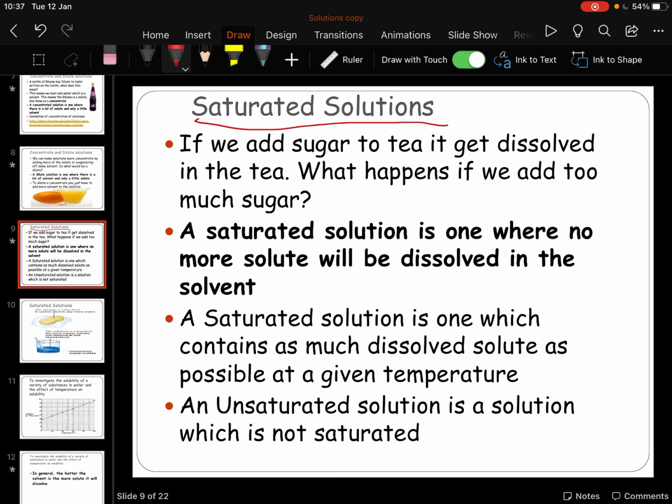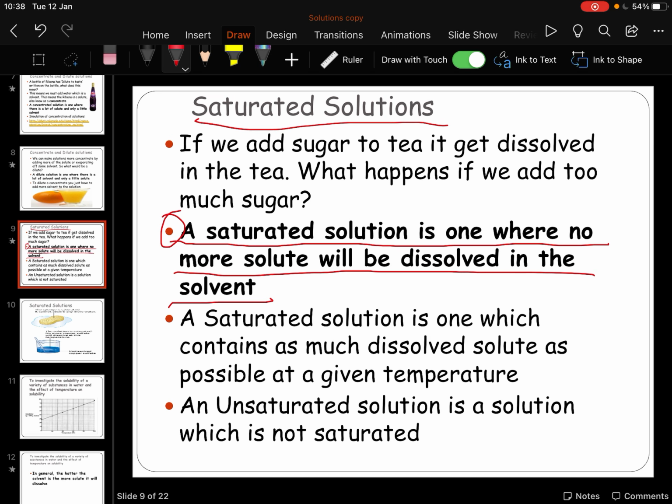If we add sugar to tea, it gets dissolved in the tea. What happens if we add too much sugar? Okay? It gathers in the bottom, as I said earlier. Well, that actually has a word. That's saturated. So take this down. A saturated solution is one where no more solute will be dissolved in the solvent.